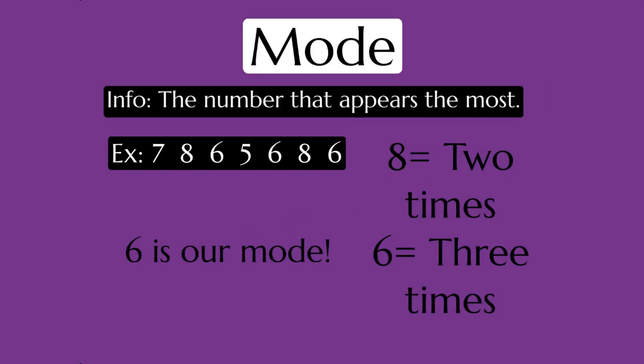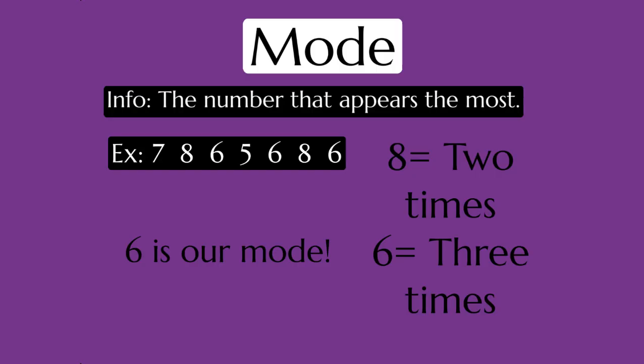Now for the mode, which is the number that appears the most. Now, like the last one, this is another pretty easy one to find. In this example, we see that the numbers 8 and 6 appear the most. However, you can also see that 6 appears 3 times, while 8 only appears 2 times. This is why it's always good to count and check your work.